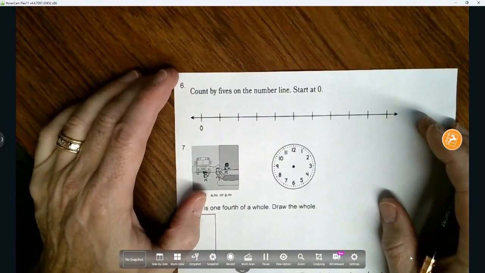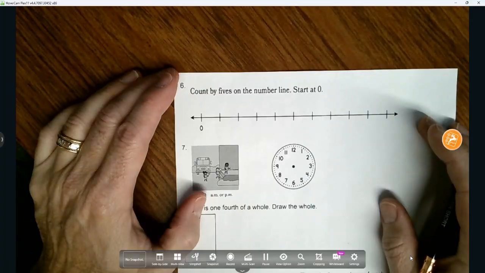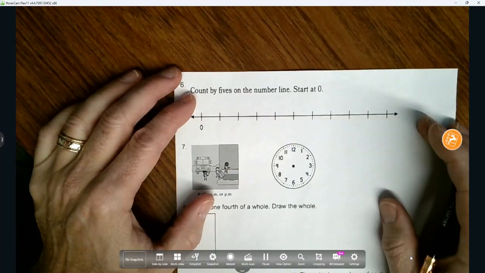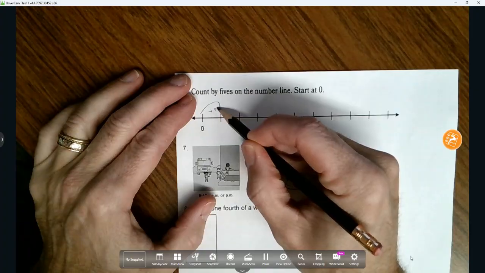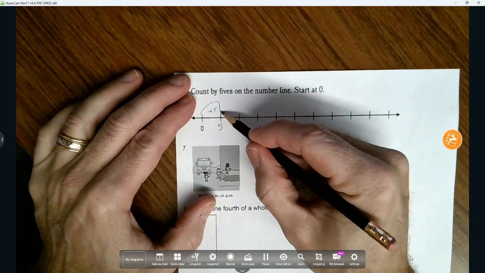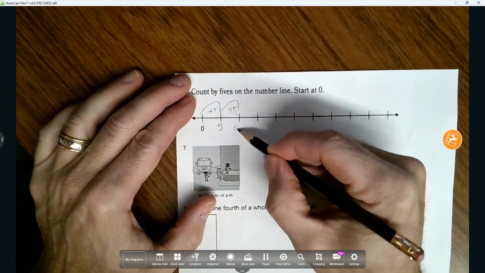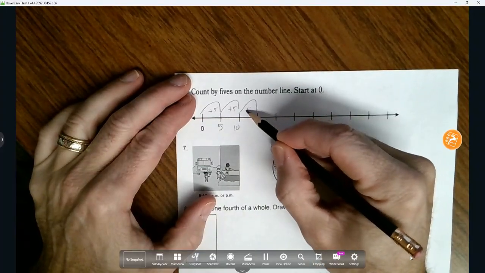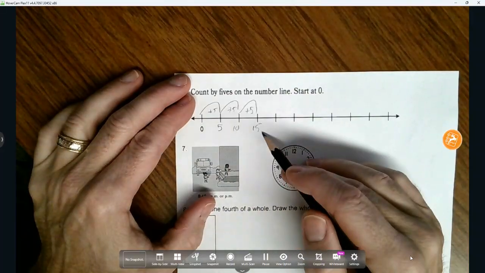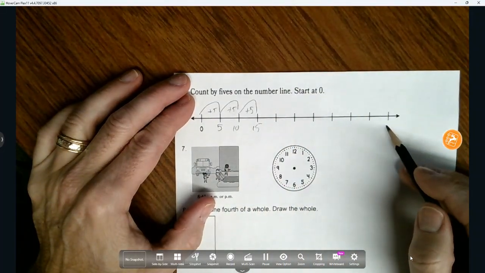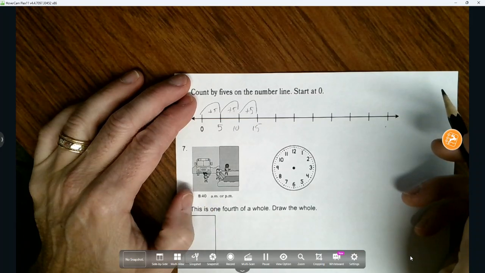All right. Number line. Count by fives on the number line. Start at 0. So you're going to count by fives. I'll help you with the first 3, and then you're on your own. So 0 plus 5 is going to give us 5. Plus 5 is going to give us 10. Plus 5 is going to give us 15. So we have 5, 10, 15. Just keep going until you get down to here. That's the last one they want to know.